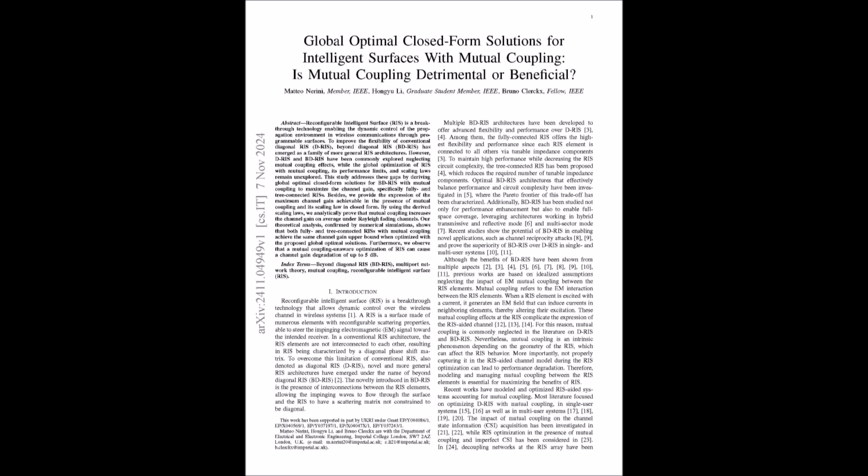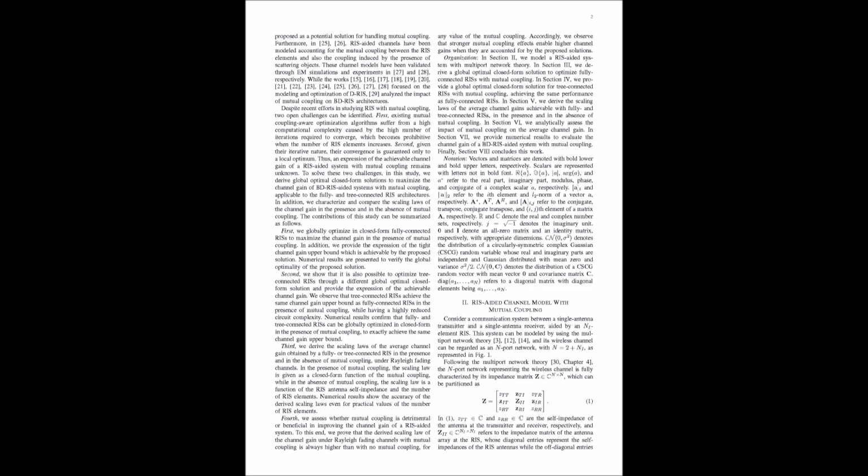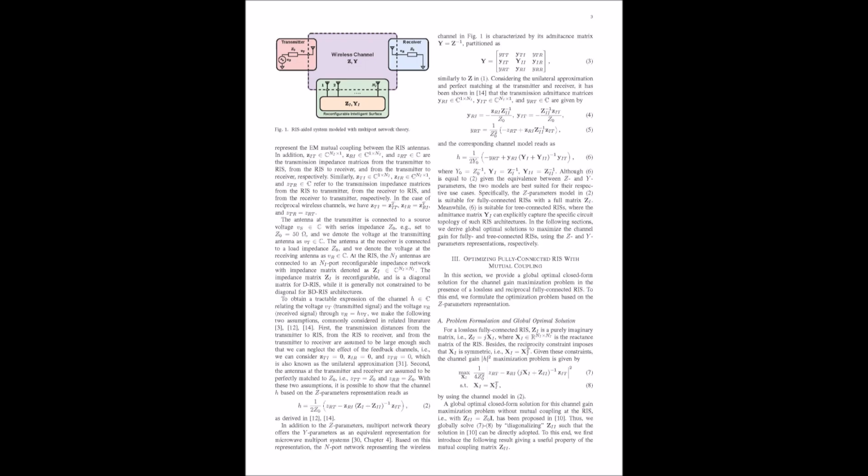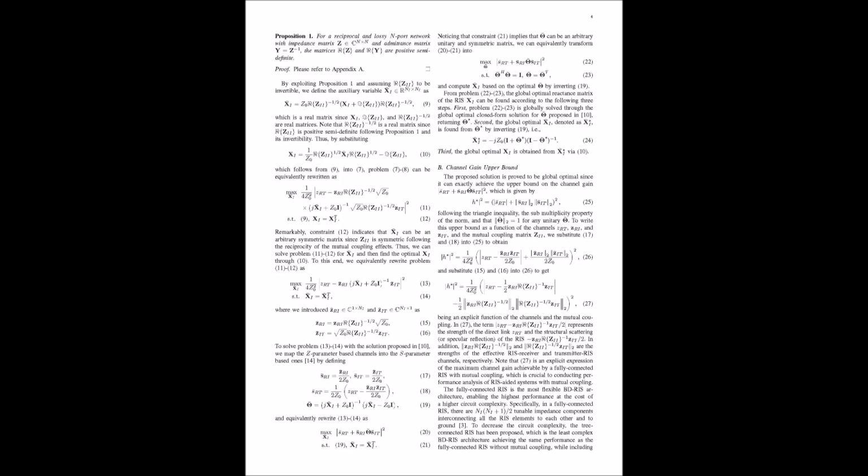Sure. Scaling laws basically tell you how the performance of a system changes as you scale it up. Specifically, how does the performance change as we add more and more elements to our RIS? So it's like a formula that tells us how much better things get as we make our RIS bigger and more complex. That's the basic idea. The authors of this paper actually derived these scaling laws for both fully connected and tree-connected RIS with and without considering mutual coupling. So we can actually predict how much gain we'll get as we build larger and more sophisticated RIS systems. That's pretty powerful.